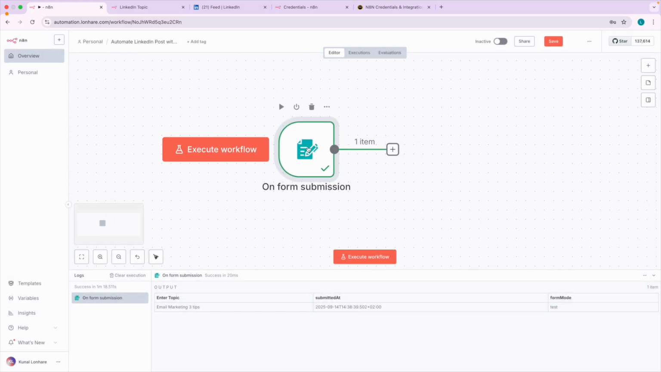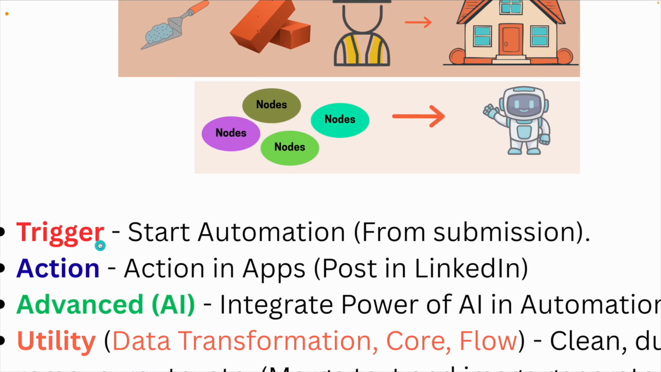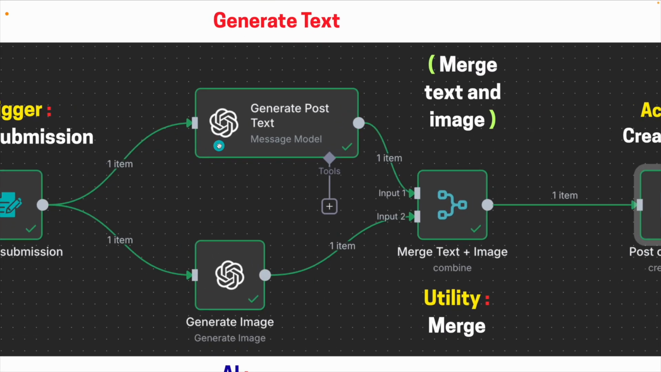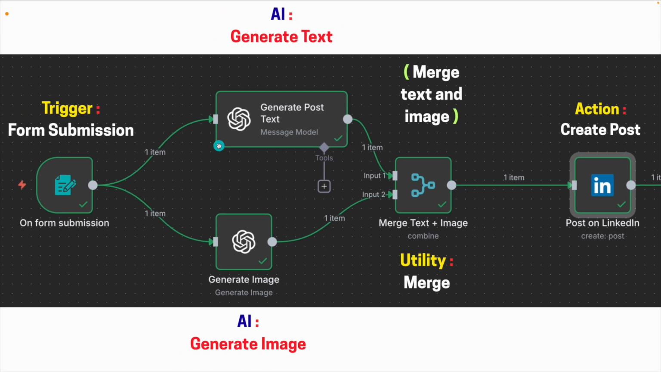Now once we have created our trigger node to start the automation, what we are going to do is take the help of AI. First we will take the help of AI to generate our text. That is what we are going to do.